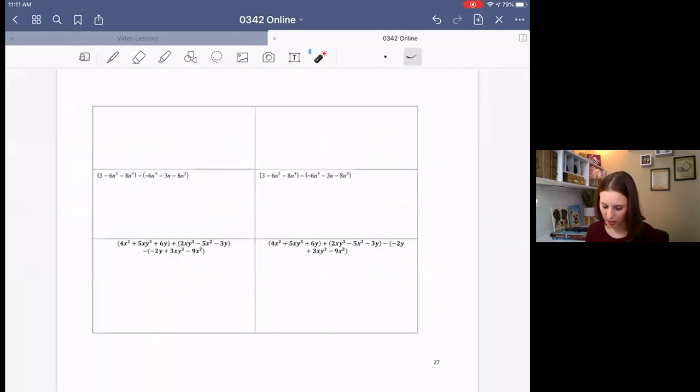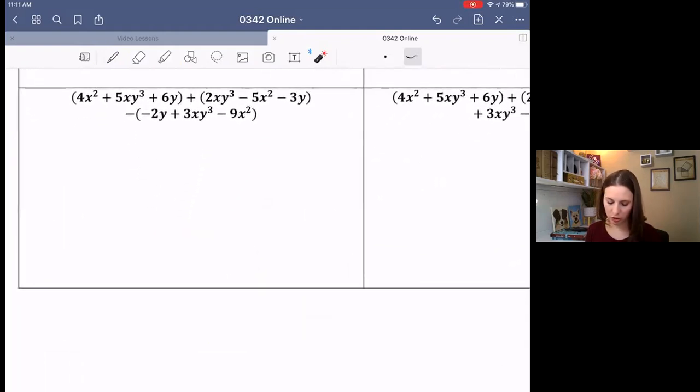Let's go to the next page. Ooh, I want to skip down to this one here.